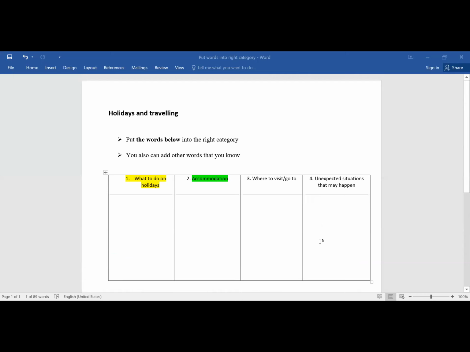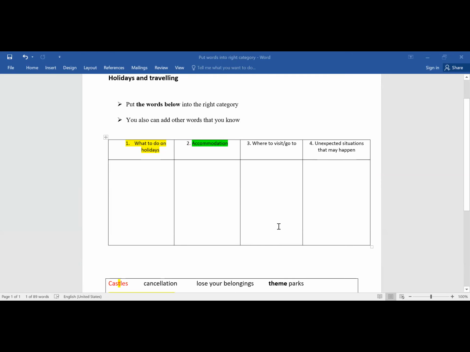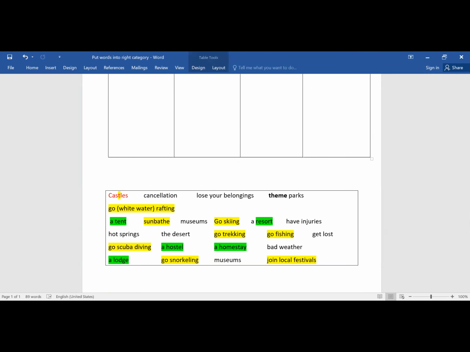And now we're going to finish column number 3. We're going to finish this activity. I would like to hear from Mai Chi, please. Where to visit? Yes, theme park. What is a theme park, Mai Chi? Now we know a park, right? So what is a theme park? And the word theme, what does it mean, Mai Chi? Can you give me a synonym of the word theme?